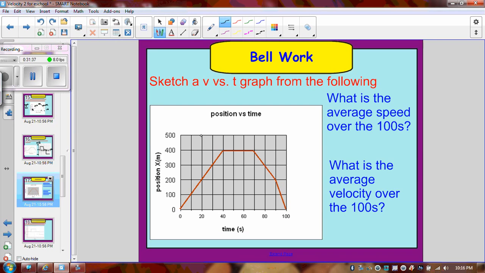Sketch a velocity versus time graph from the following, and then answer the questions. We're not going to sketch the graph since we've done practice with that, but let's go ahead and answer these questions. The first question says, what is the average speed over the 100 seconds?